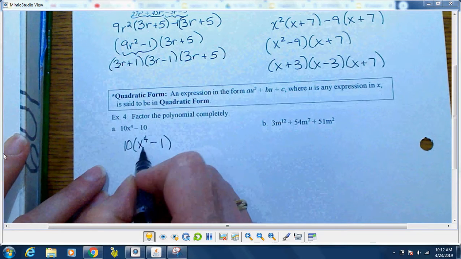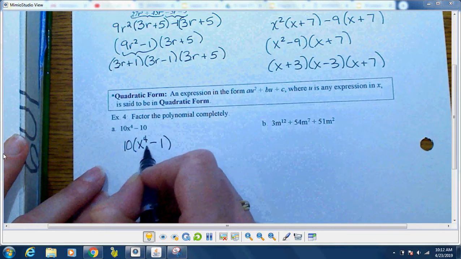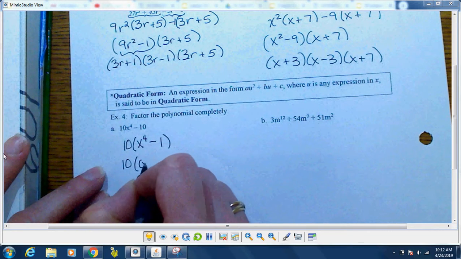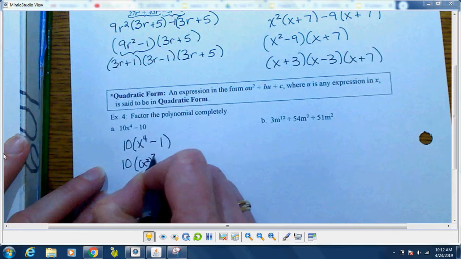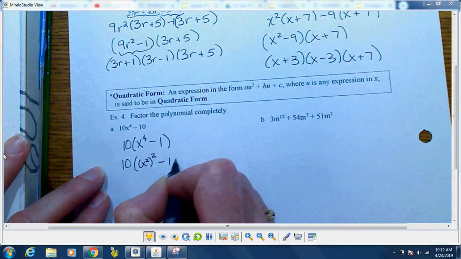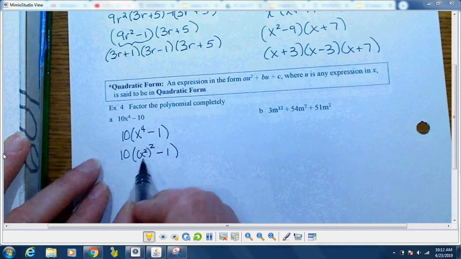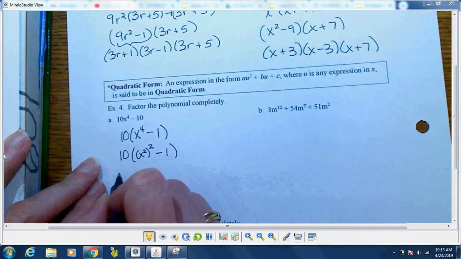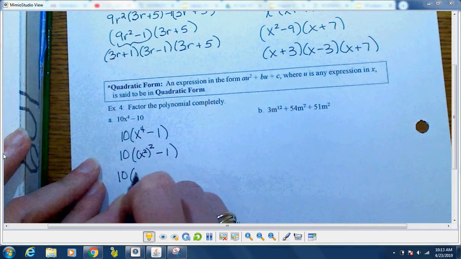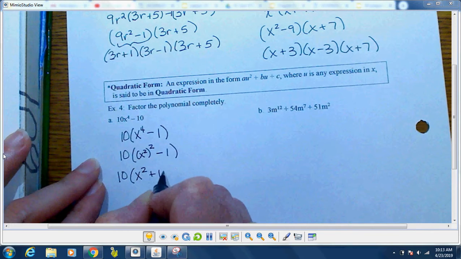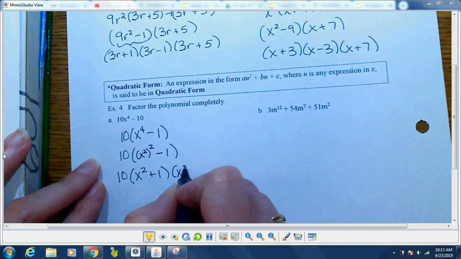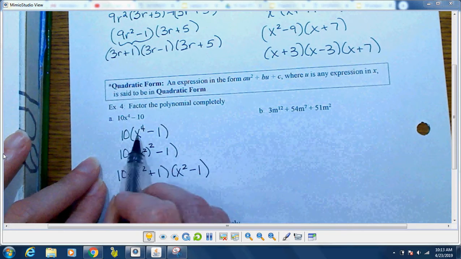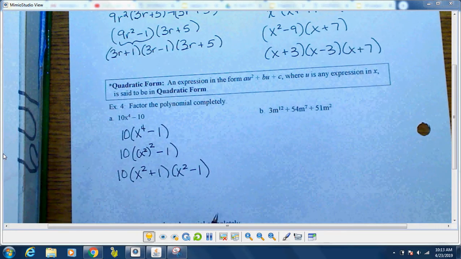Okay, this x to the 4th is really, check it out here, guys. I have an x squared squared minus 1. Okay, so now I have the difference of two squares. So it's 10 times x squared plus 1 times x squared minus 1. X squared times x squared, that's going to give me my x to the 4th.